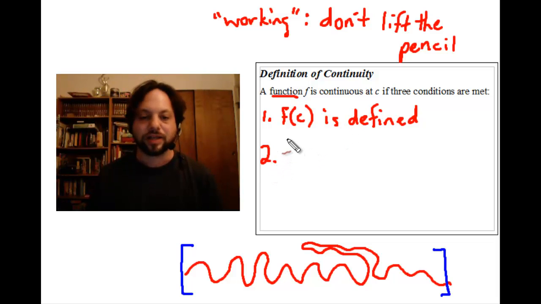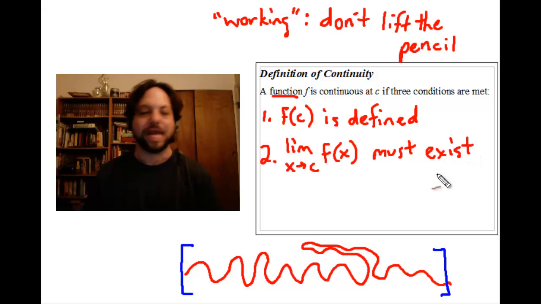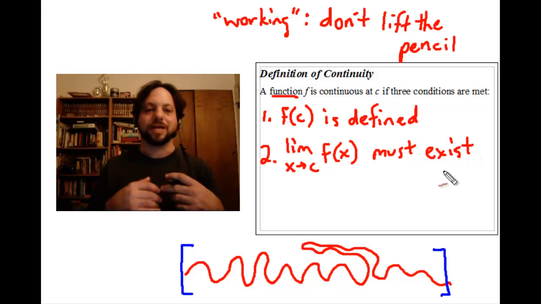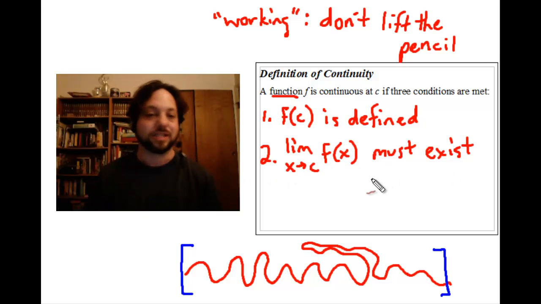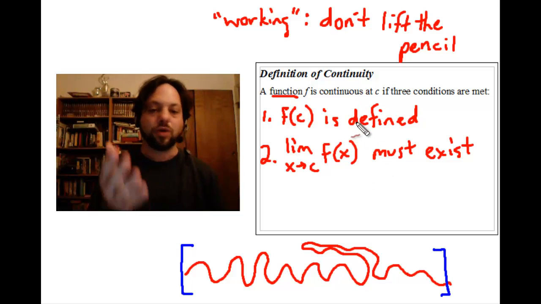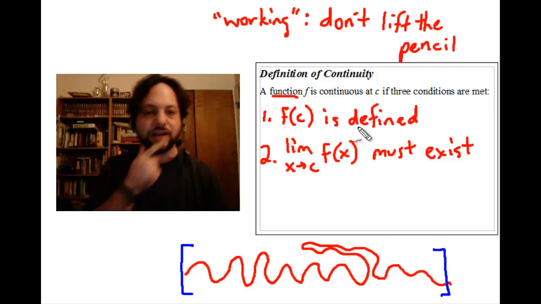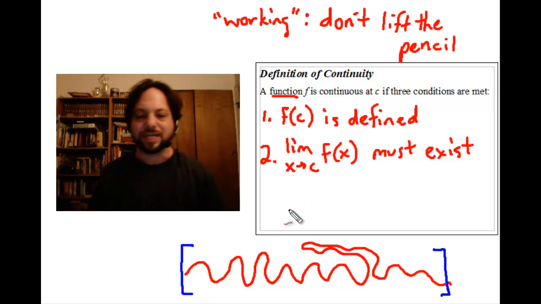Furthermore, the limit of that function as x approaches c must exist. In other words, at this point c, there can't be any asymptotes, there can't be any jumps, it can't be anything like that. The limit must exist. Now, of course, the limit existing means there could be a hole there. But in number one, we said that f of c must be defined. But of course, it could be defined somewhere else that doesn't make it continuous.